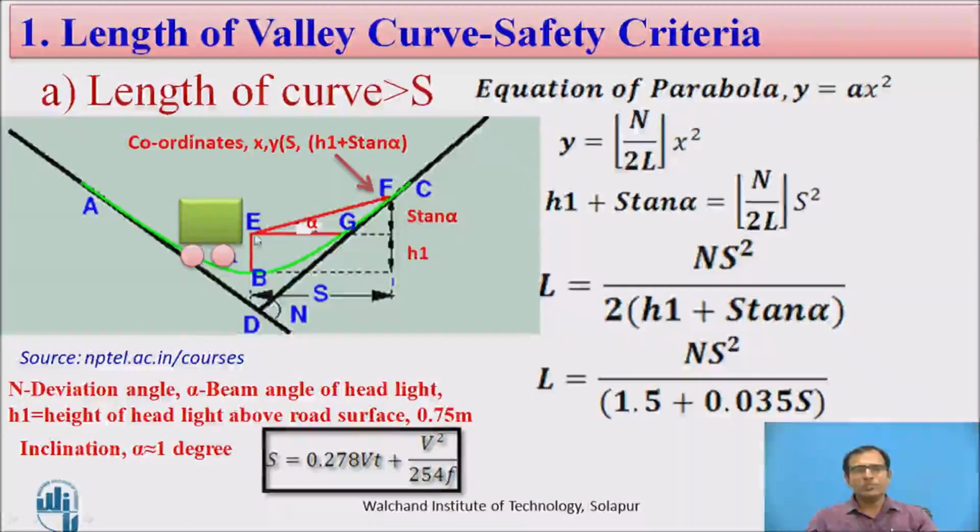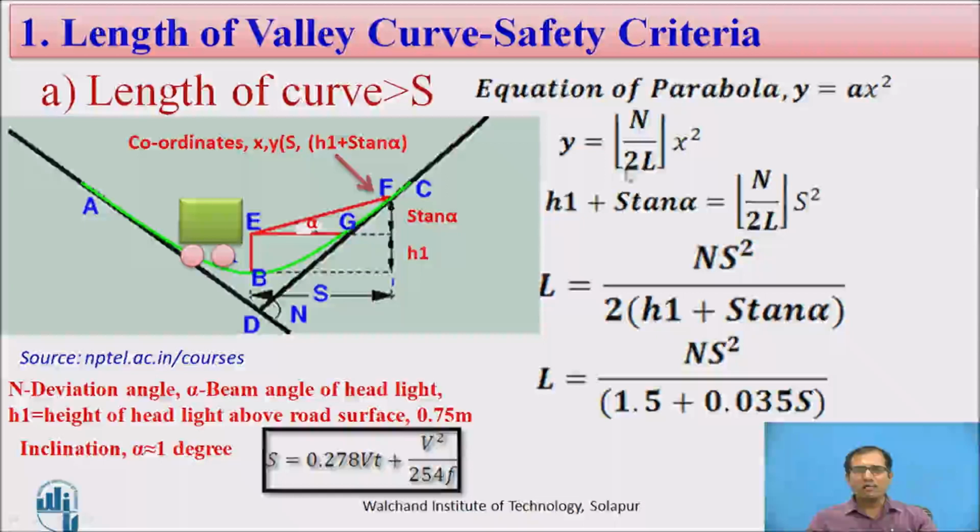Let h1 be the height of the light above the road surface, that is taken usually as the average height, h1 as 0.75 meter, and the inclination of the headlight beam in the upward direction is taken as alpha. This alpha value will be taken as approximately 1 degree. Now for a parabolic curve, because we have seen the ideal transition as parabolic, the equation is y equal to ax square, where a is nothing but n upon 2L and y is h1 plus s tan alpha. So the coordinate is s comma h1 plus s tan alpha.